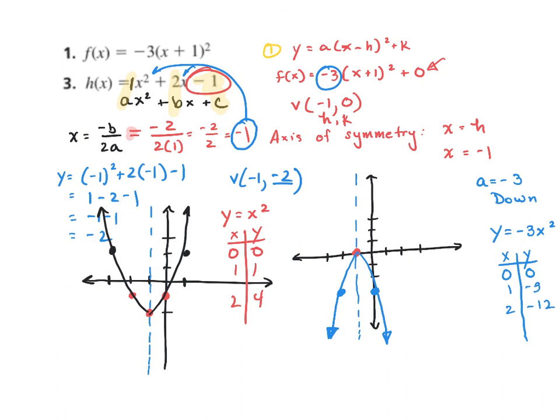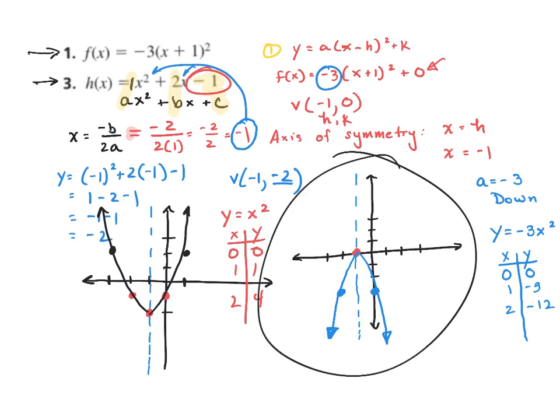So now we can graph, hopefully, from vertex form or standard form, and do it by hand on a piece of paper and have a pretty darn accurate graph.